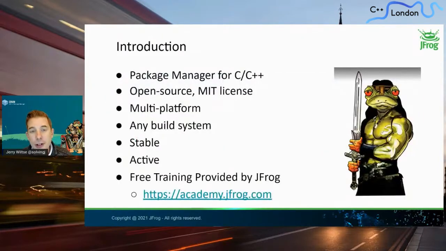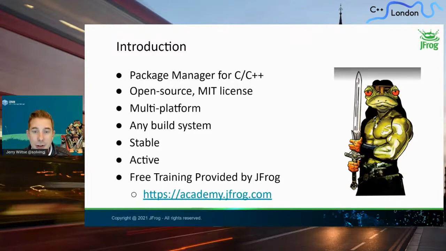Before I start doing examples, I do want to provide a brief introduction to Conan. If you don't already know, Conan is a package manager for C and C++. It's open source and published with an MIT license. It's also multi-platform, meaning it can run on Linux, Windows, and Mac OS, as well as anywhere else Python can run. We have a lot of users using it on various Unix distros, so that's possible as well.